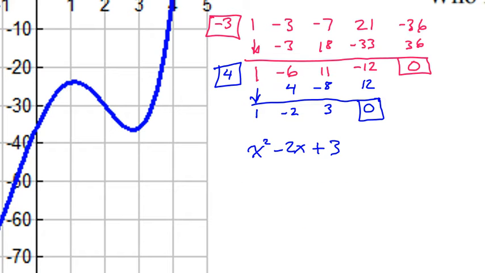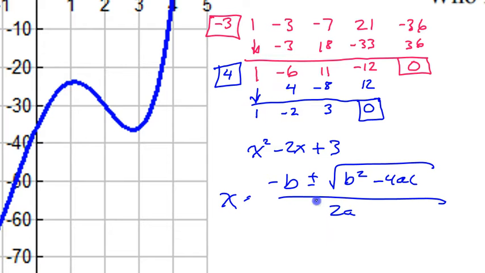The quadratic formula is the opposite of b plus or minus the square root of b squared minus 4ac, all over 2a. b is negative 2, so the opposite of b will be positive 2. b squared minus 4ac is negative 2 squared minus 4 times 1 times 3, and all over 2a, which is just 2.